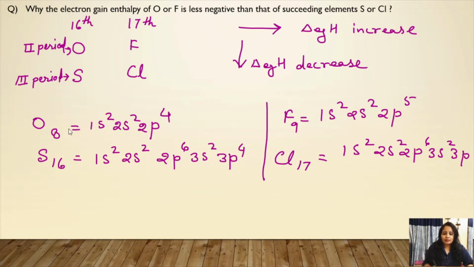Now look at this. They are asking why oxygen or fluorine is less negative than the sulfur or chlorine. So first we will talk about oxygen and sulfur. They are telling oxygen is less negative and sulfur is more. This is the anomalous behavior according to the general trend. Why? The answer is here. In this case of oxygen, the upcoming electron is added to the energy level 2, the 2p. The upcoming electron will add up here.